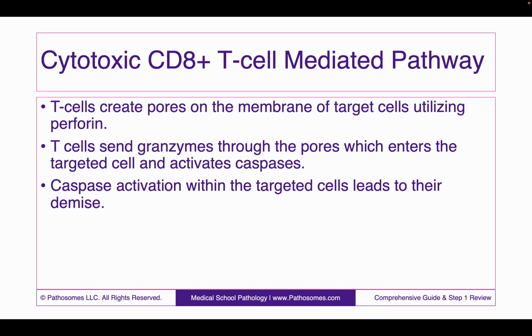Now, cytotoxic CD8 positive T cell mediated pathway. T cells create pores in the membrane of target cells utilizing perforin. It's like a little drill that CD8 positive T cells have, and they find other cells with viruses in them, and they're like, we're not having that. So they put this drill on them. Perforin, gonna get in there. Then those T cells send granzymes through the pores, which enter the targeted cell and activate caspases. Now that caspase activation within the targeted cell leads to their demise. Man, those CD8 positive T cells are cold.